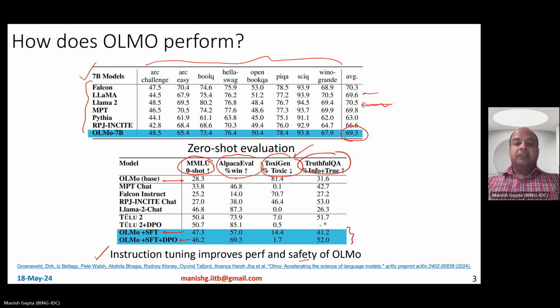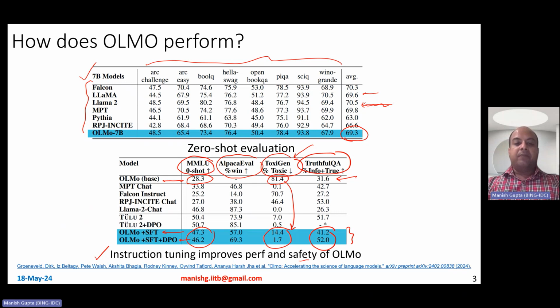Okay. So as you observe, almost 28.3 on MMLU, but with the supervised fine-tuning and DPO, the scores increase significantly. Similarly, from a safety perspective, ToxiGen performance is 81.4, but it improves significantly, with a major reduction in toxicity when you do supervised fine-tuning and DPO. TruthfulQA accuracy, of course, improves with SFT and DPO.